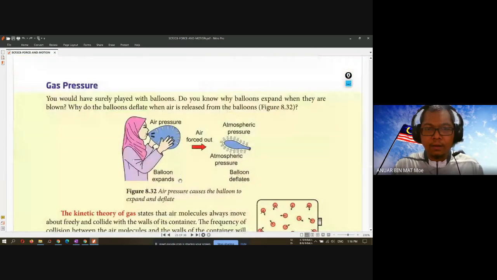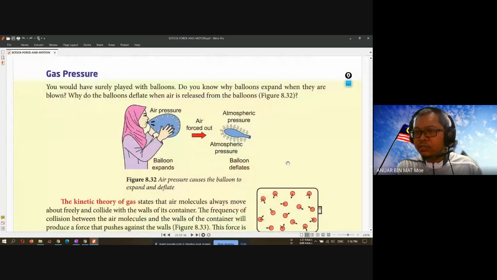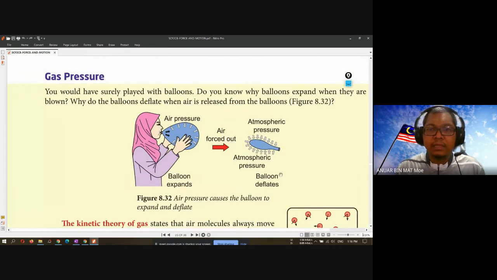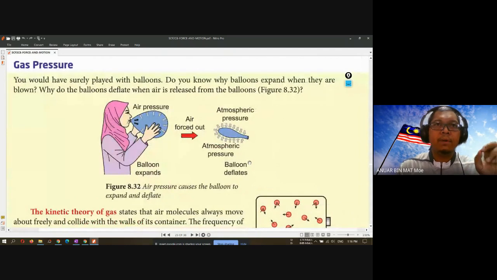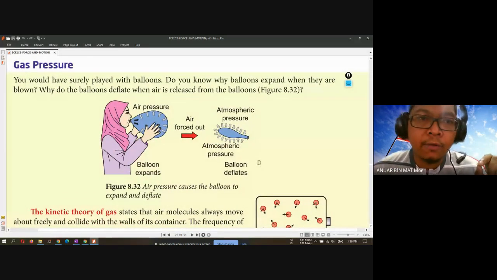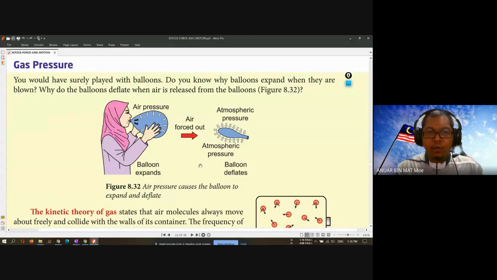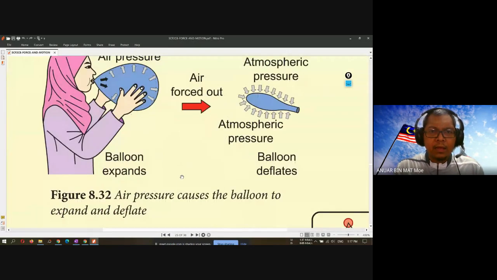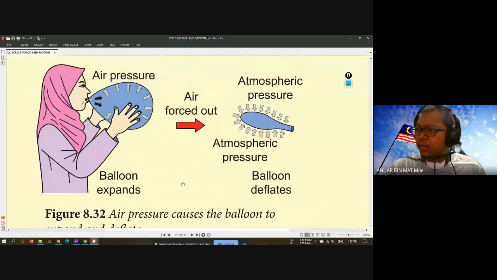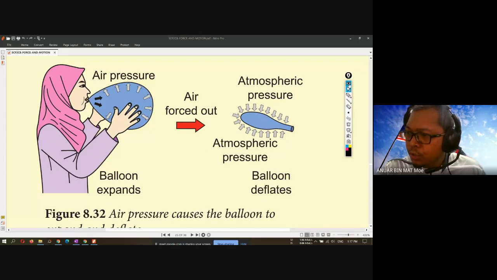Okay, all right. So next one, I will go very short today. We continue with our topic for today, which is gas pressure. Remember, gas also has pressure, right? So if you look at the picture over here, what happened to the balloon? A very simple example over here. What happens to the balloon when we blow air inside it?